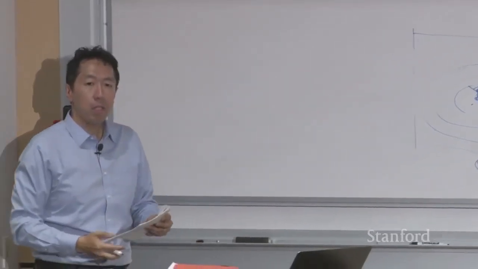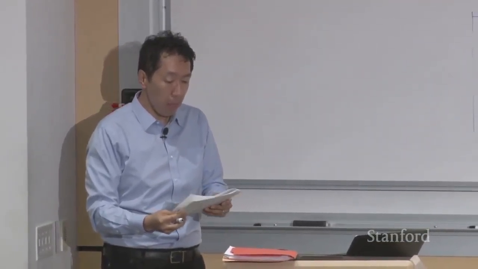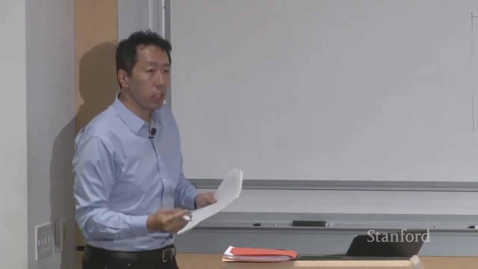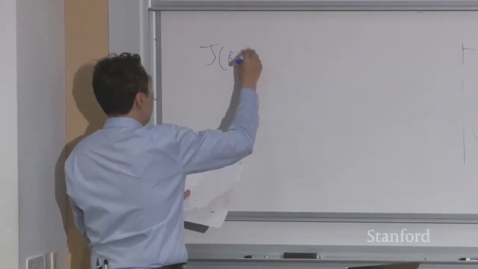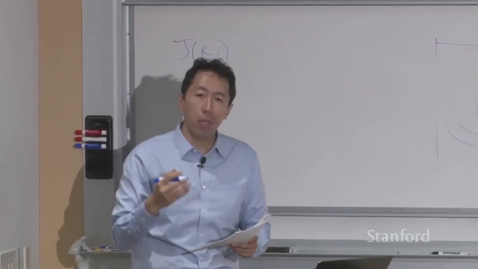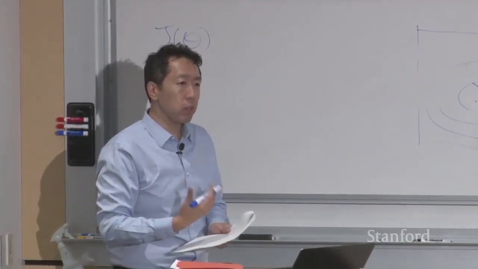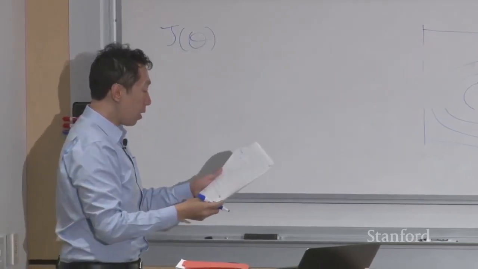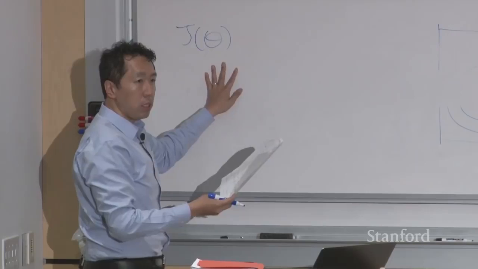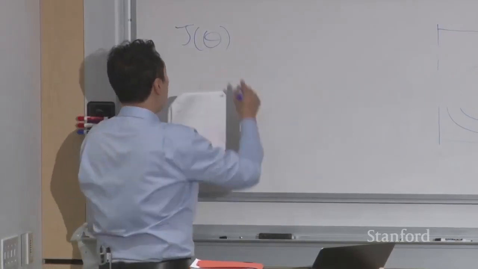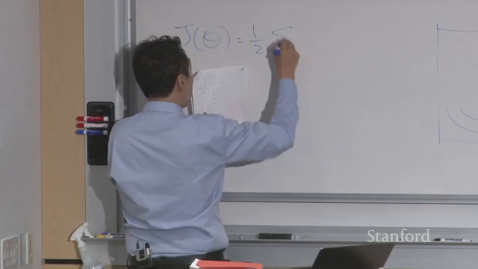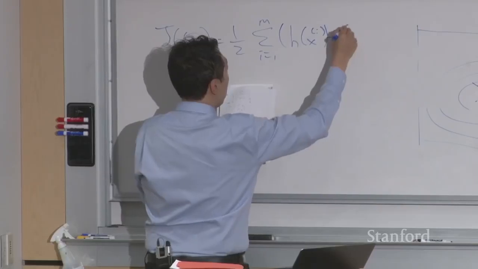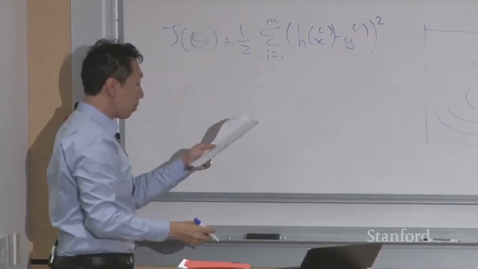All right, so finally, what I'd like to do is take J of theta and express it in this matrix vector notation. So we can take derivatives with respect to theta, set the derivative equal to 0, and just solve for the value of theta. Let me write out the definition of J of theta. J of theta was 1/2 the sum from i equals 1 through m of h of x^(i) minus y^(i), squared.